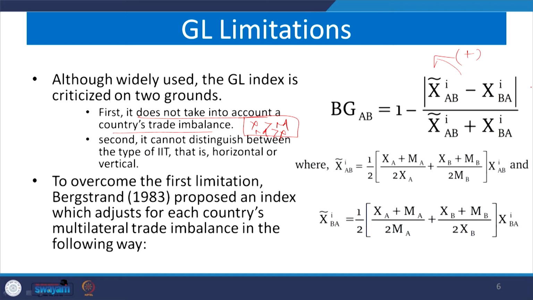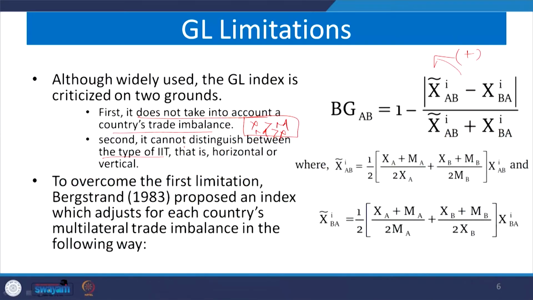So, this is one of the important limitations of the Grubel and Lloyd index of measuring intra-industry trade. There is no question of 100% trade balance between countries. And the second one, it cannot distinguish between types of IIT, types of intra-industry trade. It simply says whether there is intra-industry trade or there is no intra-industry trade, or by its percentage.